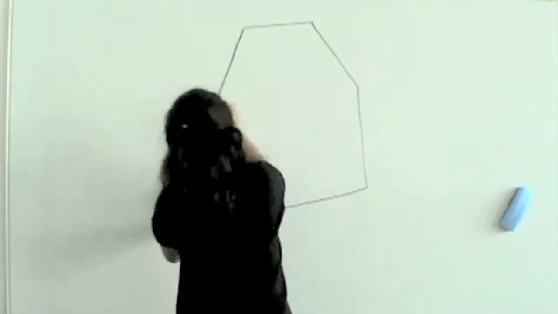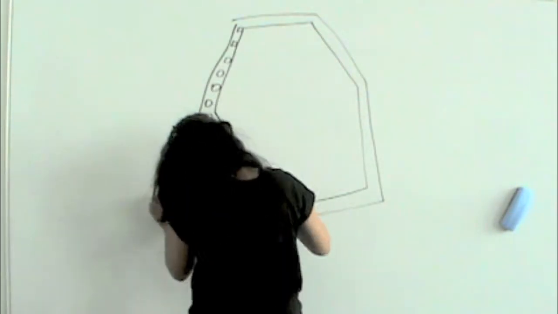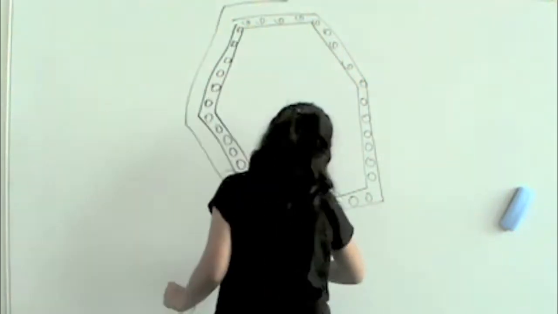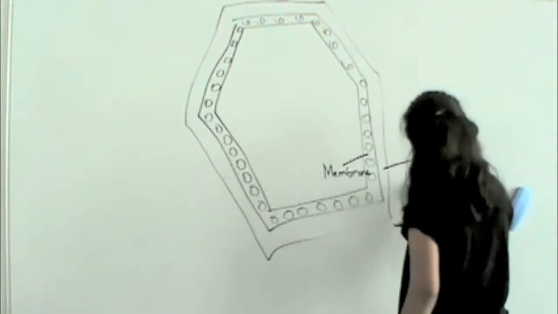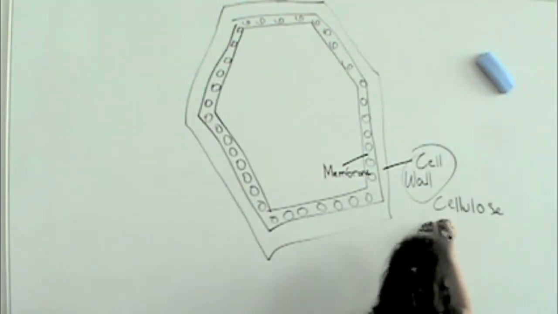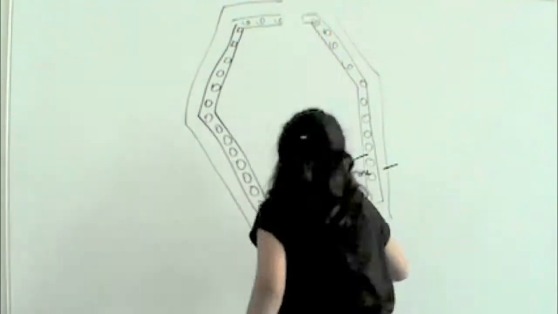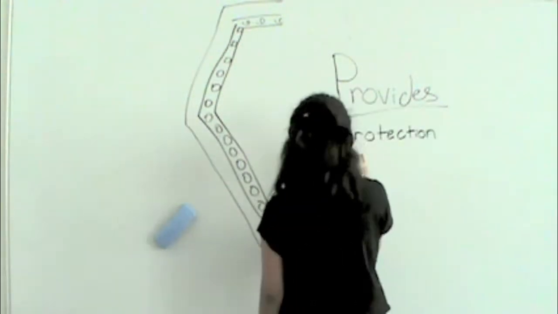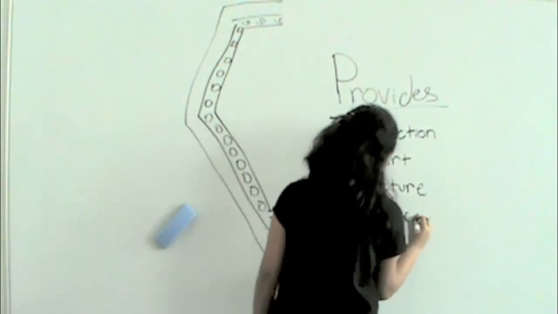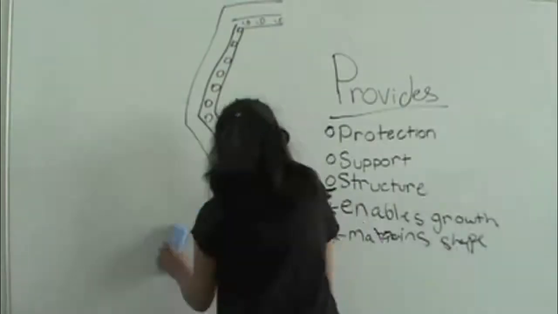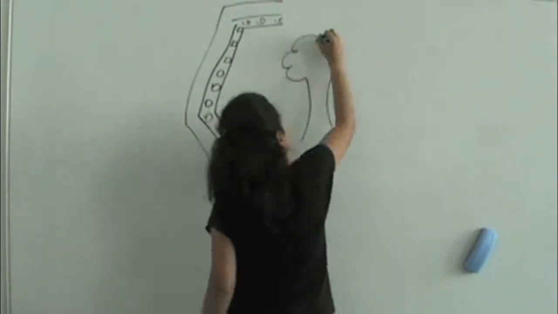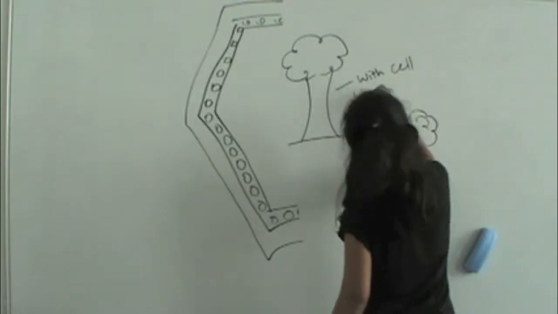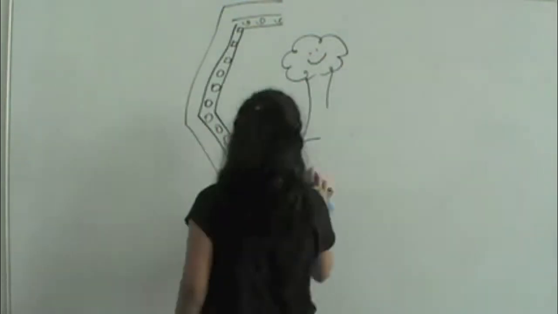Our next organelle is not an organelle. It's called the cell wall. It's located just around the membrane of a plant cell, and it's made of cellulose, which is a special kind of sugar. It's the reason why trees stand tall. Now, what does it provide the plant cell with? It provides protection, support, and structure, it enables growth, and it helps the plant cell maintain its shape. Basically, with a cell wall, a plant is going to be standing nice and tall, looking good, and without it, it's going to be a flop.